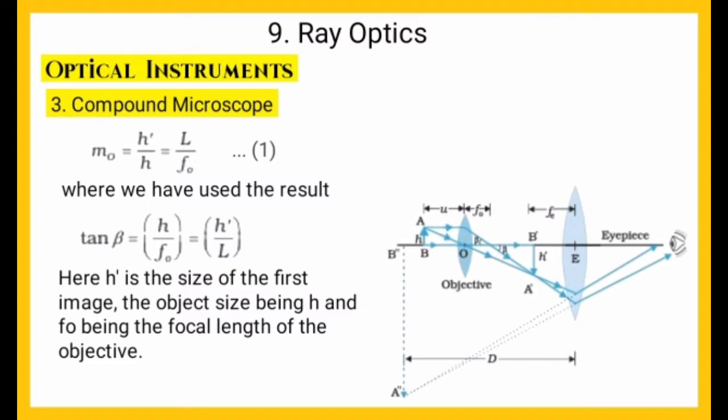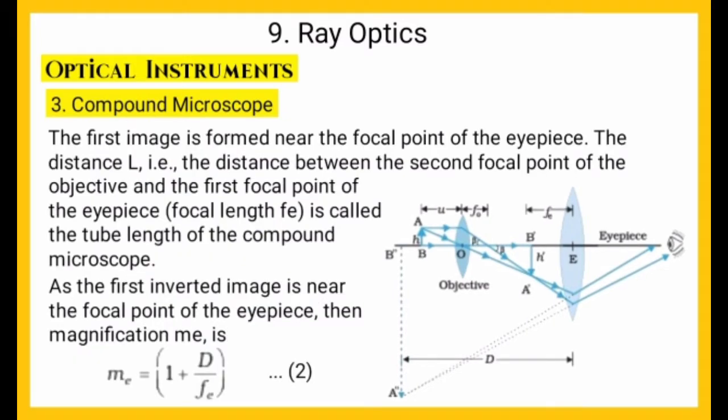Here h' is the size of the first image, the object size being h, and f0 being the focal length of the objective. The first image is formed near the focal point of the eyepiece. The distance L, that is, the distance between the second focal point of the objective and the first focal point of the eyepiece, is called the tube length of the compound microscope.